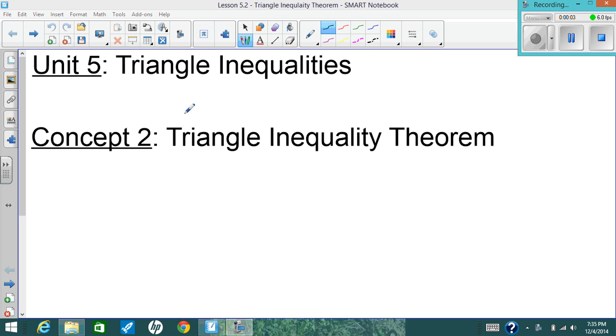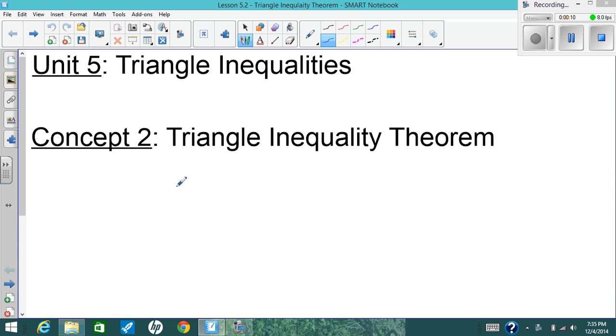Hey all, we're going to talk about the second concept in Unit 5, the triangle inequality theorem. And we're going to talk today about what it really means to be a triangle.